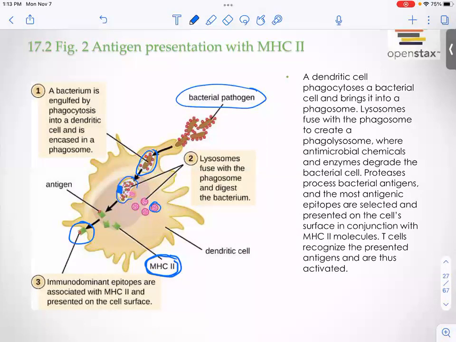We want to make sure that an adaptive response is appropriate. We don't want to start ramping up antibodies or killing our own cells when that's not appropriate. So it seems like, again, a lot of checks and balances.